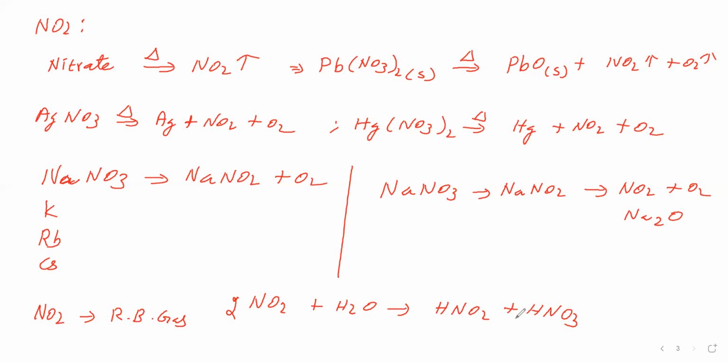Now we take HNO2 and HNO3. From these two, if you remove water, you will get NO2. Therefore, NO2 is a mixed anhydride of nitrous and nitric acids. Then we will see the NO2 structure.